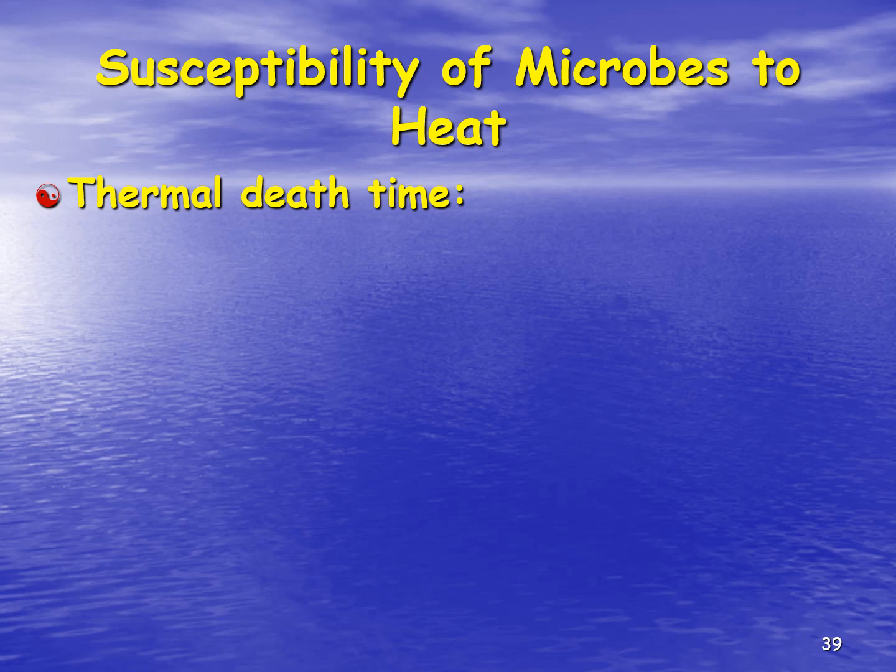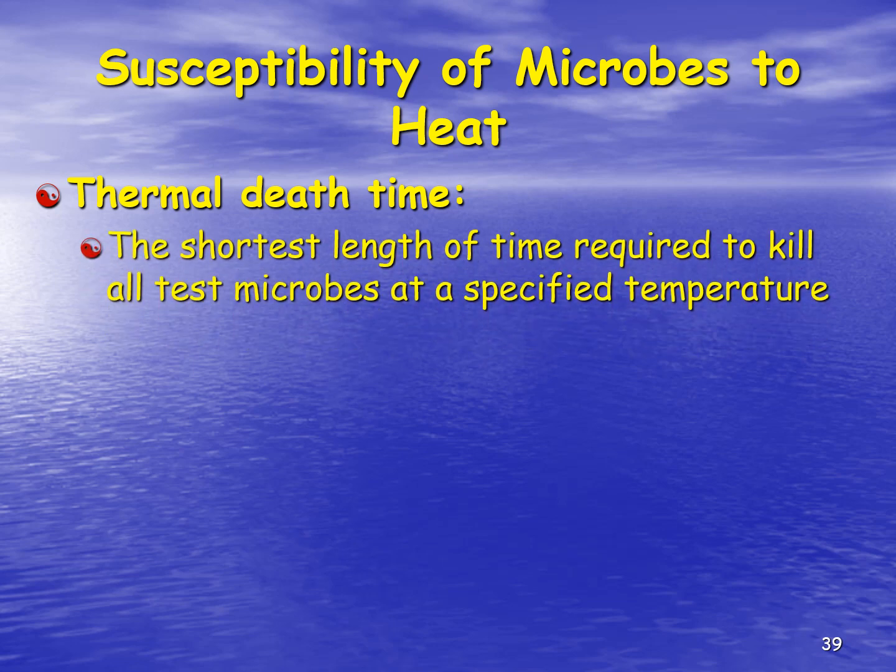Now, two terms that you should be familiar with when we talk about using heat. The thermal death time. This is the shortest length of time required to kill all test microbes at a specified temperature. So with thermal death time, the temperature is the fixed variable and time is the variable that we don't know. So I'll choose a temperature and use that temperature and then look how long it takes until I've killed all the target microbes.